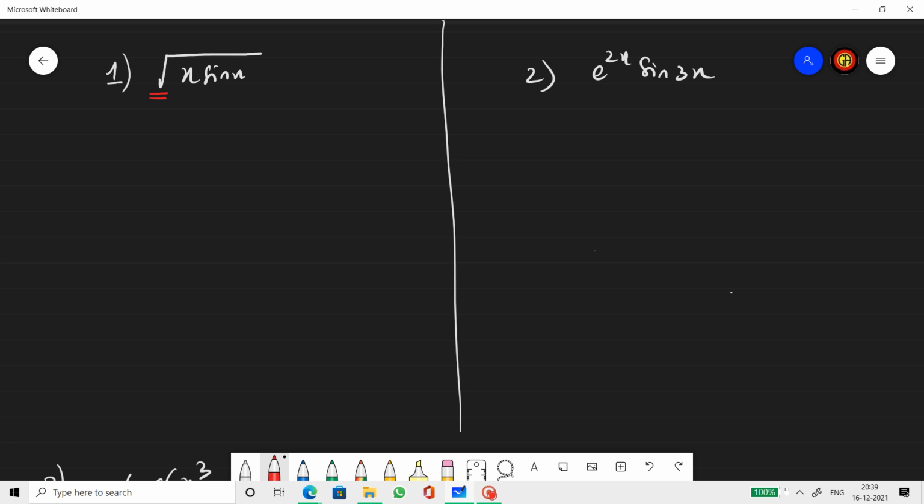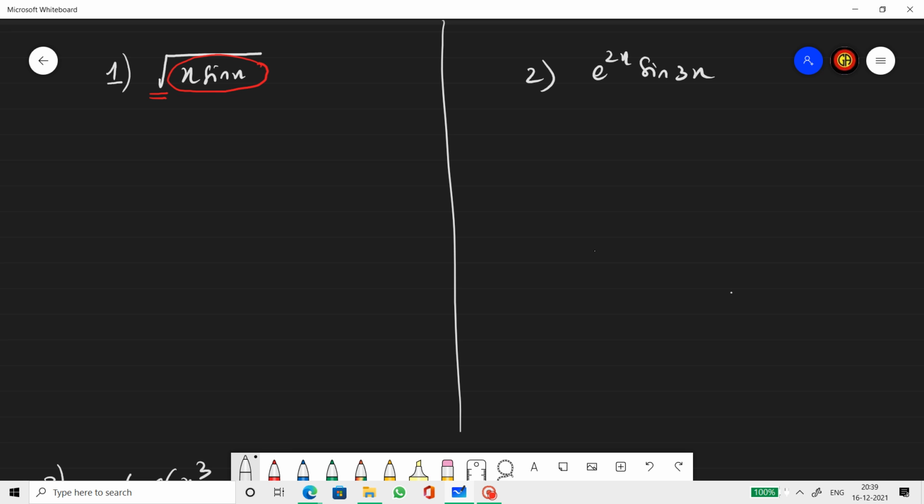By looking at the question, we will be able to understand which is the main and the secondary function. The main function is root x, root over something, and this is the secondary function x sine x. So when we differentiate the secondary function, please make sure that you differentiate that by product rule, because x into sine x, there are two functions in product form. So when you differentiate x sine x, you must apply product rule there.